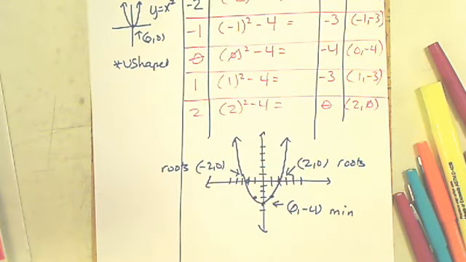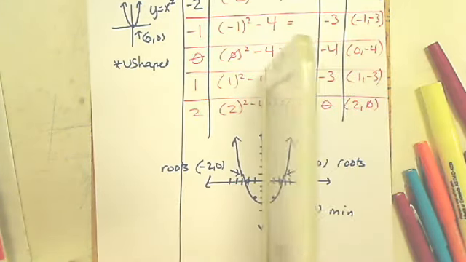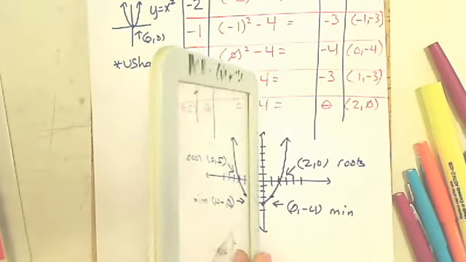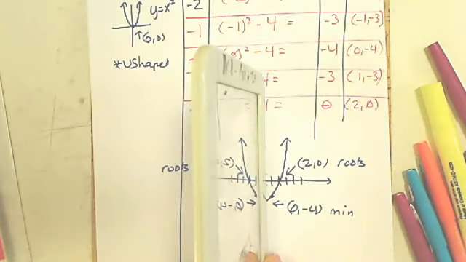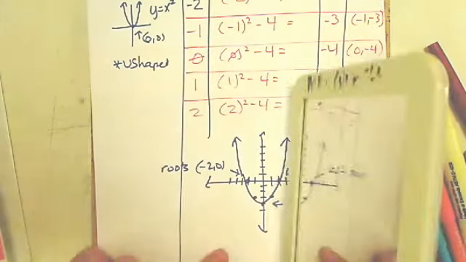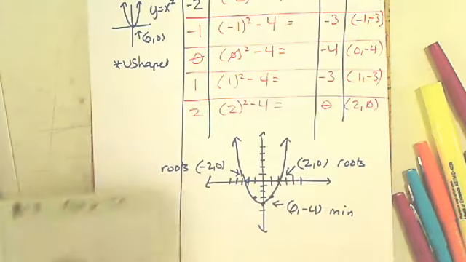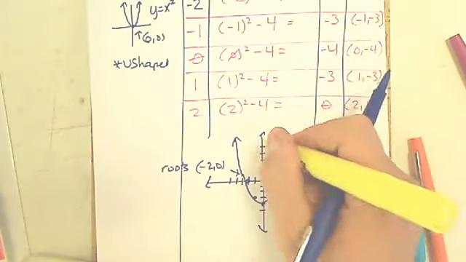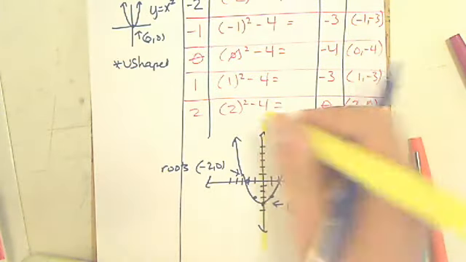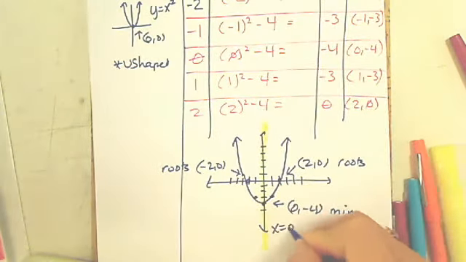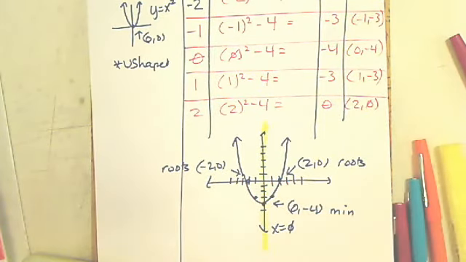Where is it split down the middle? Where is the mirror point? Where do I put my mirror on? Where's the line? What x value am I splitting it right down the middle? 0. Guess what? This will be called your reflection line, x equals 0. Okay. So that's a little bit later.